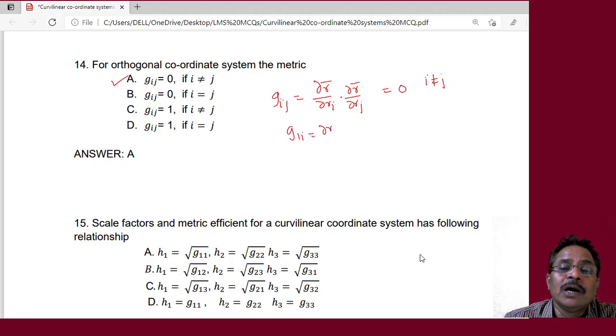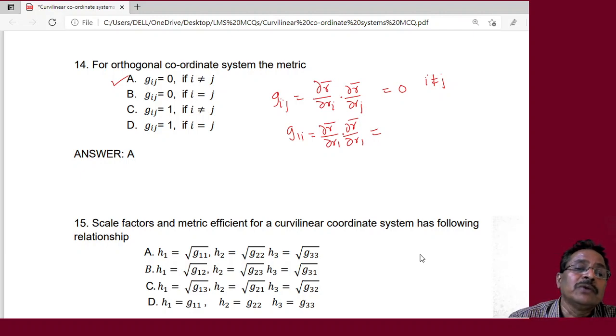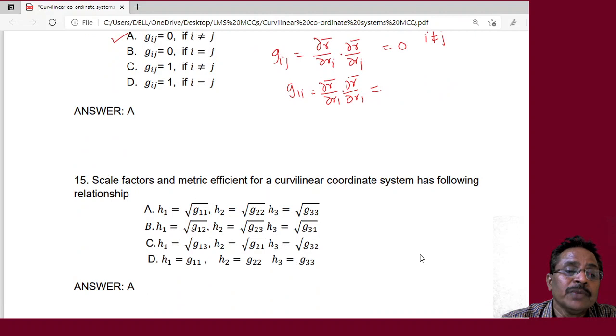That is how, when we go for g11, we get ∂r̄/∂r1 dot ∂r̄/∂r1. So this dot product must not be equal to 0, it will have a certain value, and we can calculate it for either the Cartesian coordinate system or any other type of coordinate system. From that metric coefficient we also calculate the scale factors, with which the following problem is there. So question number 14, the correct answer is E.